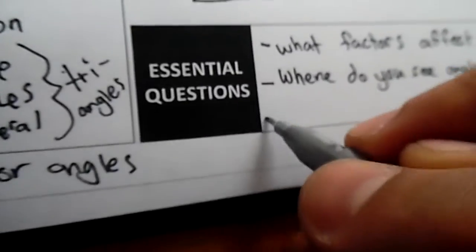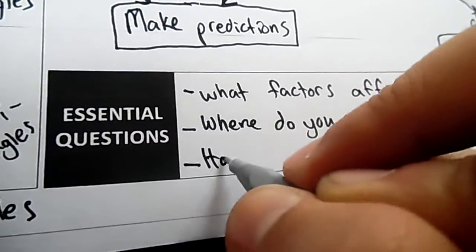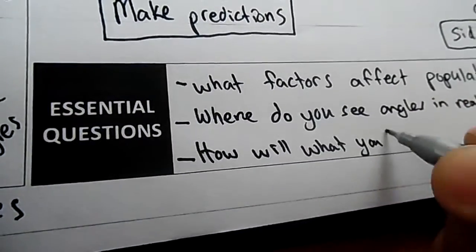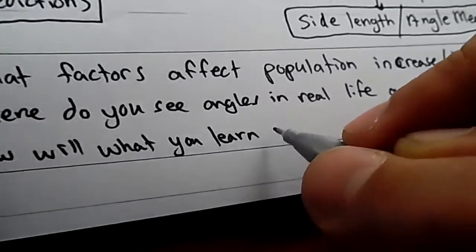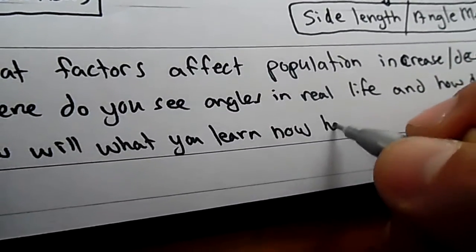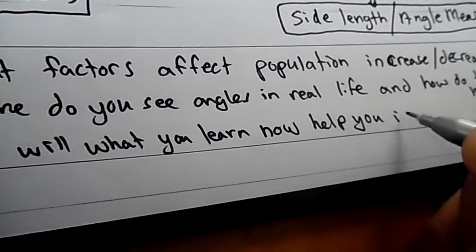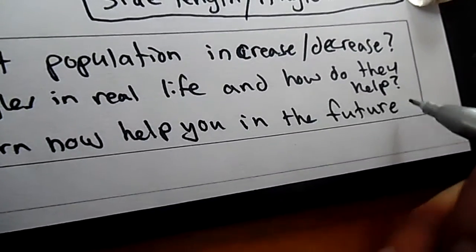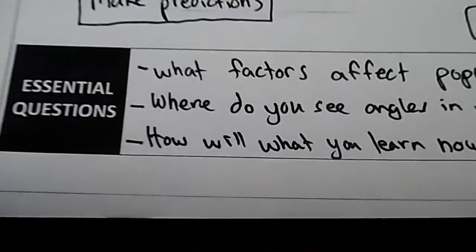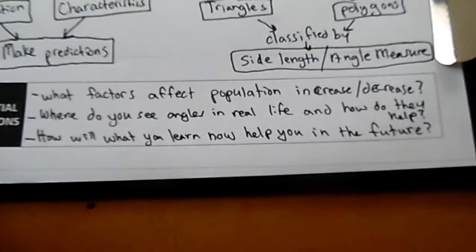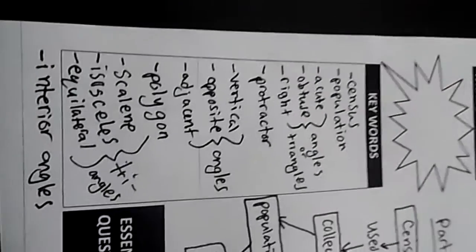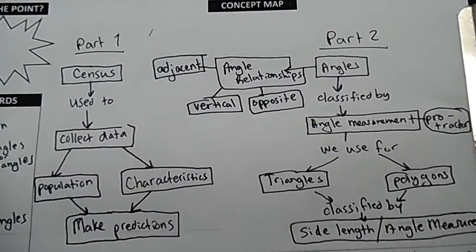And the last one, how will what you learn now help you in the future? Good. So we have three questions. Try to get that right there. If you want to pause and write them. Just the key words if you want to pause. And lastly, the two maps if you want to pause.